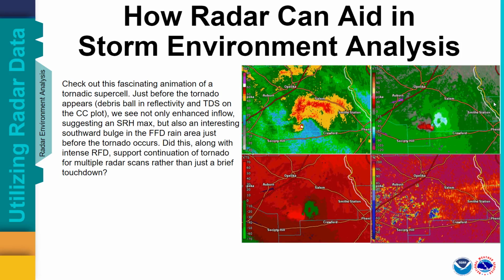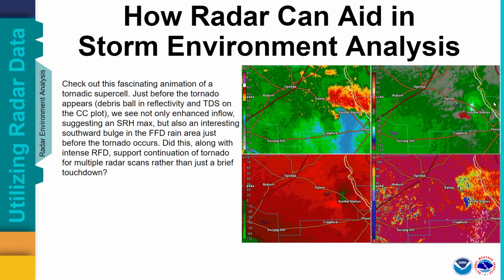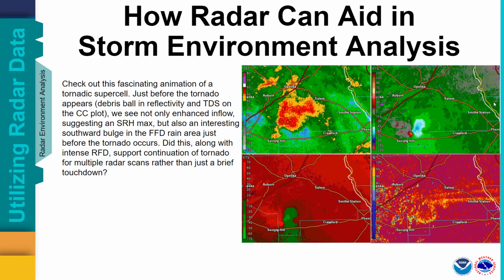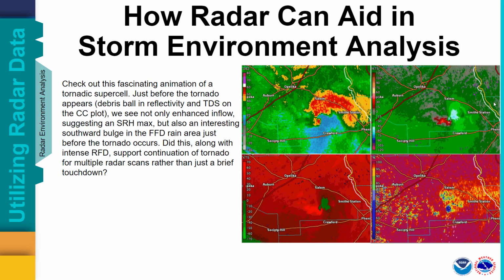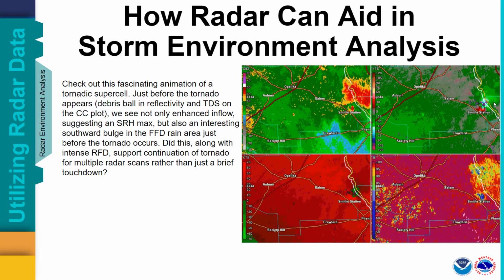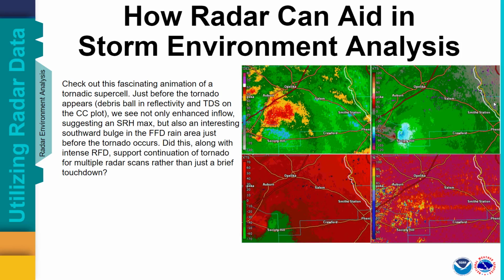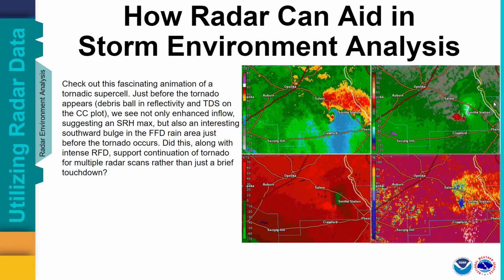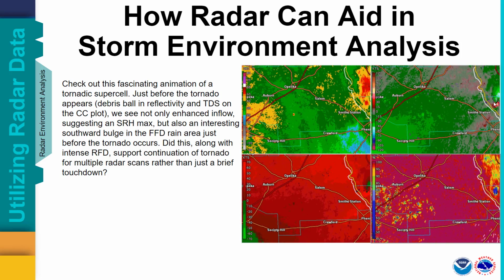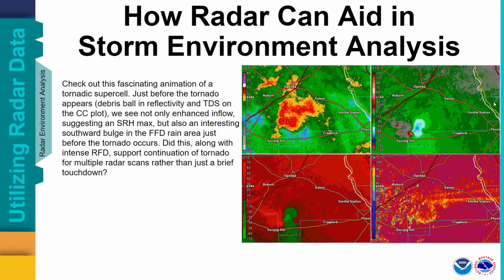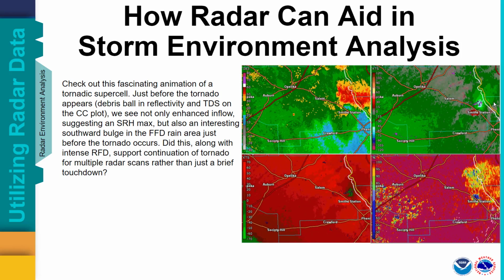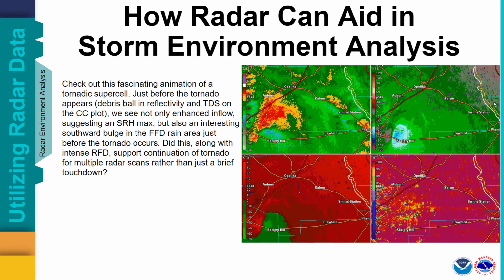Check out this fascinating animation of a tornadic supercell. Just before the tornado appears, both as a debris ball in the reflectivity and a TDS signature on the CC plot, we see not only enhanced inflow, suggesting an SRH max, but also an interesting southward bulge in the FFD rain area just before the tornado occurs. Did this, along with an intense RFD, support continuation of the tornado for multiple radar scans rather than just a brief touchdown?